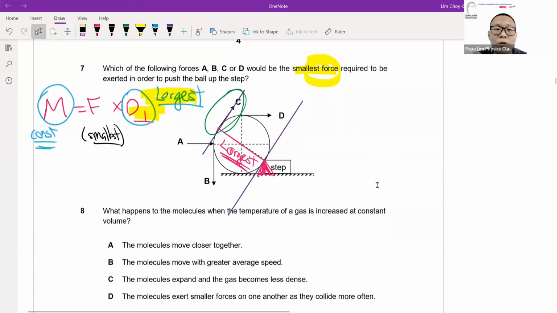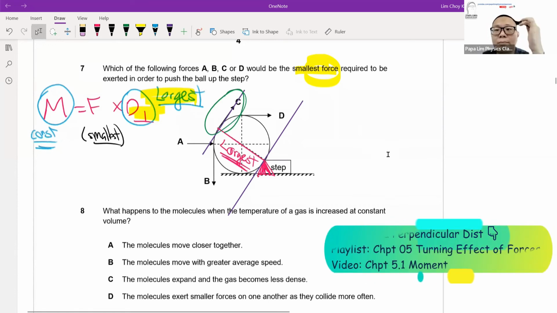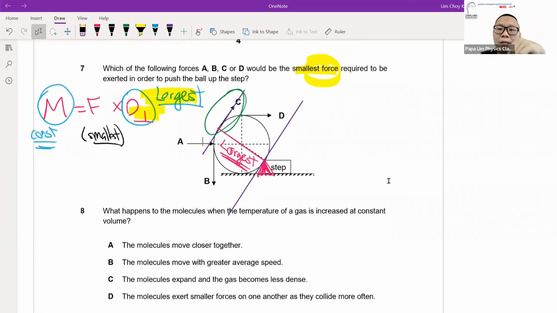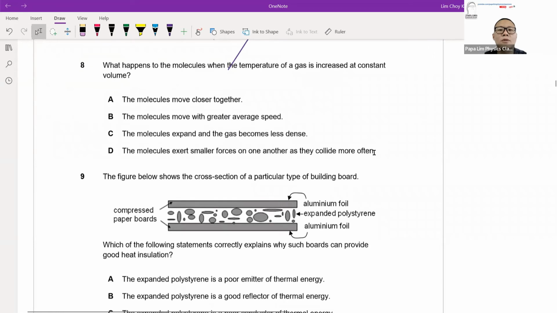So look at the technique of finding perpendicular distance. If you forgot the technique of using perpendicular distance, I have done it in my chapter 5 topic. The location of the file is at the bottom of the screen, so you can take a look at that video. I have also left the link in the description panel below, so you can click on the link and go straight to the video itself. Now for question 8.